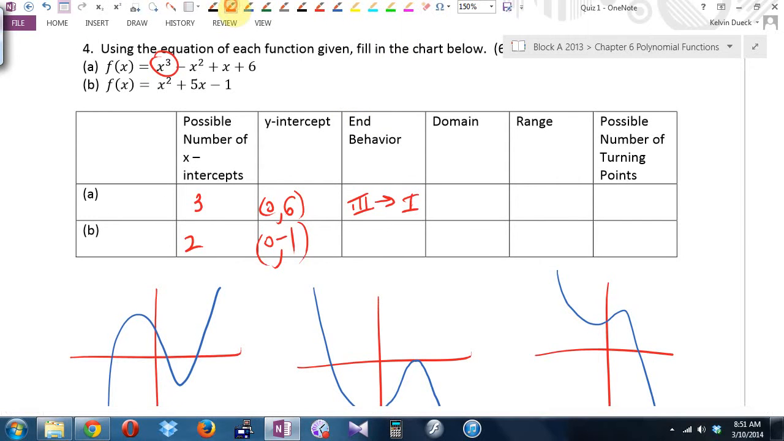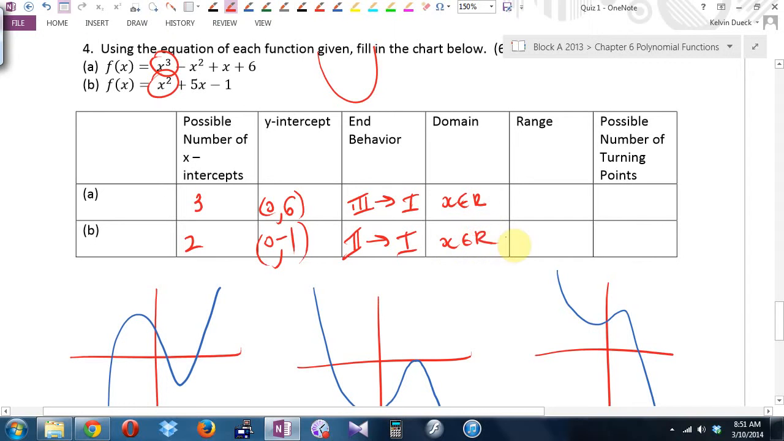More focus, please. End behavior of graph number 2. This is a positive parabola, which means it looks like this. It starts in quadrant 2 and it leaves in quadrant 1. Domain, all reals. Range, all reals.